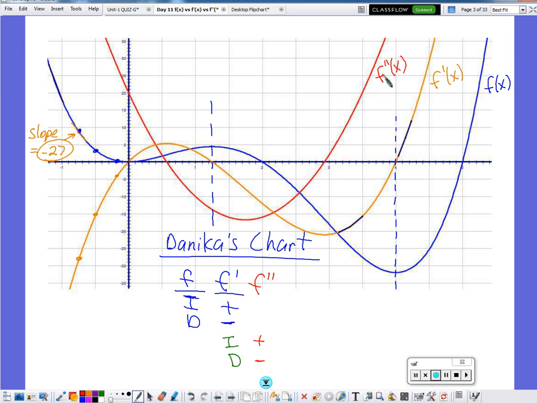Okay, last thing, look. The symbol right here is concave up, CU. This one's concave down. Okay?